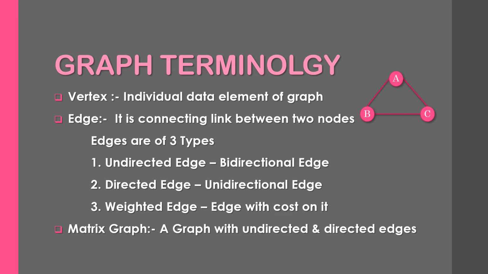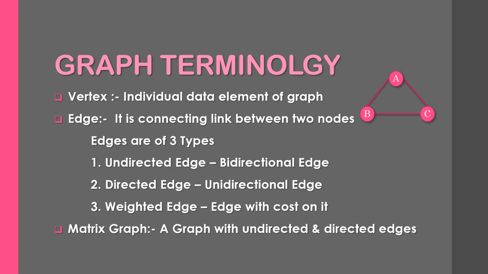So these edges are of three types: undirected, directed and weighted edge. So what they are, let's see. Let's take the example of this A, B and C graph. Here all vertices have undirected edges. It is also called a bidirectional edge. That means whatever direction you want to go, you can go, let's say from A to B or B to A and so on. It's bidirectional.